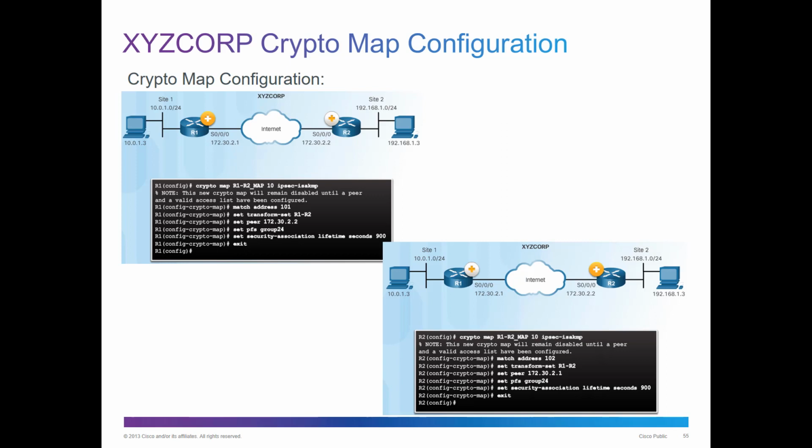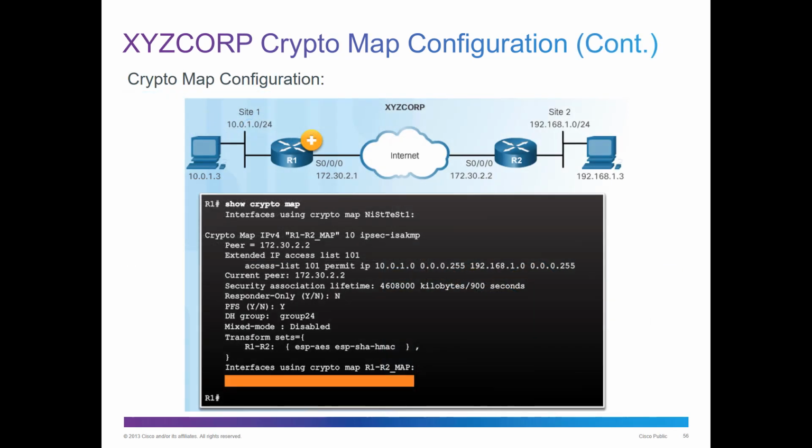Here we are matching addresses 101. That's actually an ACL. We set the transform set, we set the peer, we set the DH group, we set the appropriate security associations with lifetime, and we have to match them again on both sides, and then that should help the tunnel build. Once you actually set them, you should be able to do a show crypto map to see that the tunnels are actually up and functioning.